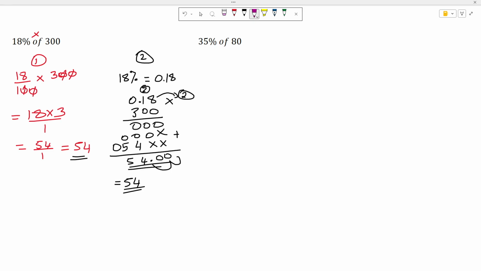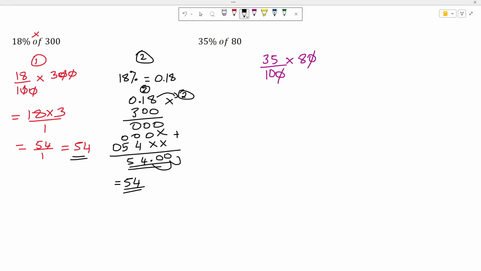Now let's take a look at question number 2 guys. So what do we have? We have 35% of 80. So let's convert 35% into a fraction first. So we have 35 over 100 and then we're going to multiply it with 80. Now let's see what we can simplify. If you take a look at it, the 0 and 0 can immediately simplify, right guys? Now we can either simplify 8 with 10 or we can simplify 35 with 10. Whichever you do first, the answer would still be the same.